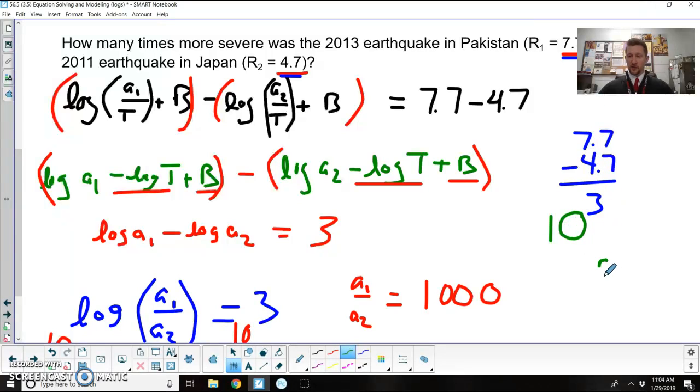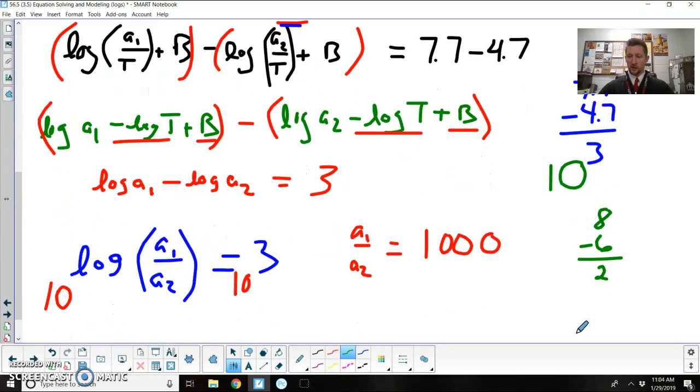If I had something else, like maybe an 8 on the Richter scale compared to a 6, well, that's a difference of 2, which is kind of like an order of magnitude thing. That means it's 10 squared, or 100 times stronger than the other earthquake. So it's just a quick look at using the Richter scale and how it connects to the idea of logarithms and solving some logarithmic equations.